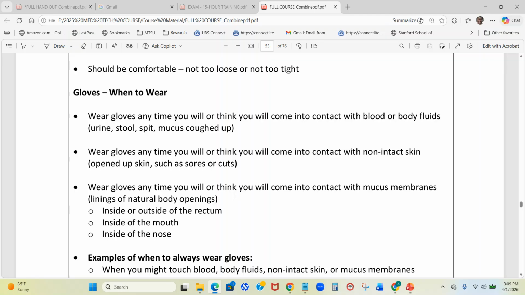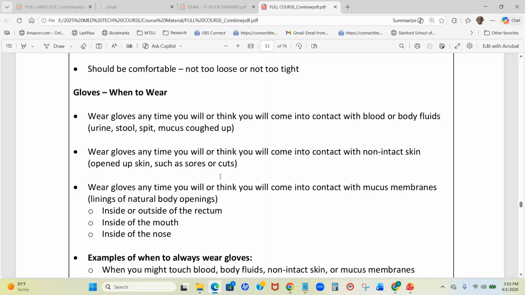When to wear your gloves? Wear gloves anytime you think you will come in contact with blood or body fluids, urine, stool or bowel movement, spit, or mucus that is coughed up. I'll tell you simply, when you are passing medication, simply put on gloves. You don't know when the patient will be coughing and all that. So simply put on gloves.